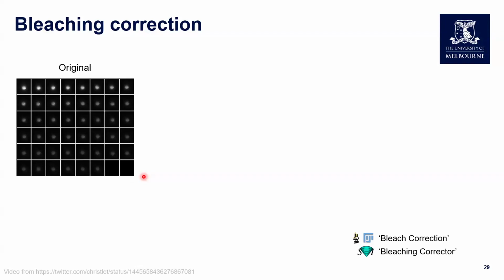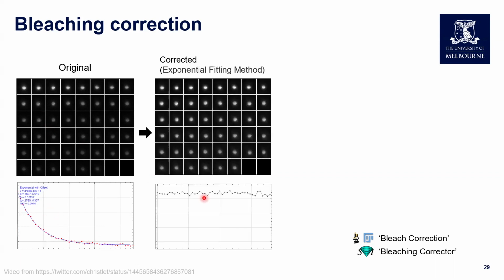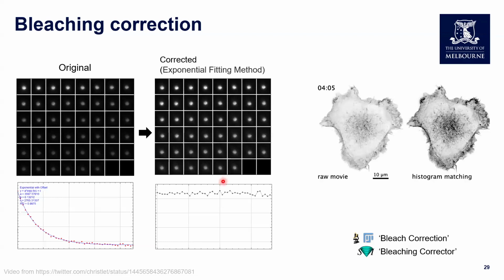So there are a few tools available to correct such bleaching issues. It's called bleach correction in Fiji or bleaching corrector in Huygens. In this image, particularly, the decreased intensity by bleaching was fitted pretty well with exponential decay equations. So the image was successfully corrected by using the exponential fitting method. On the other examples, where the bleaching may not always fit exponentially, the image can be corrected by a method called histogram matching.